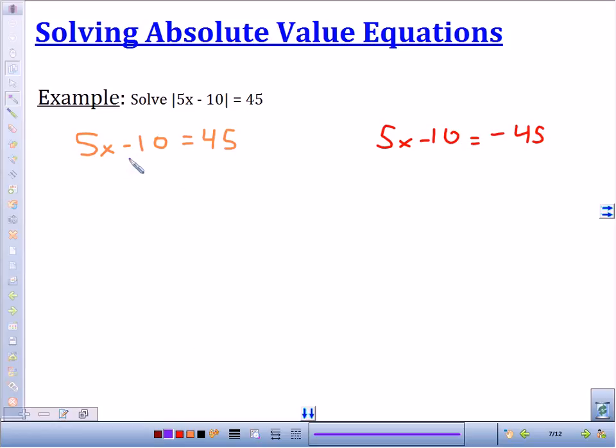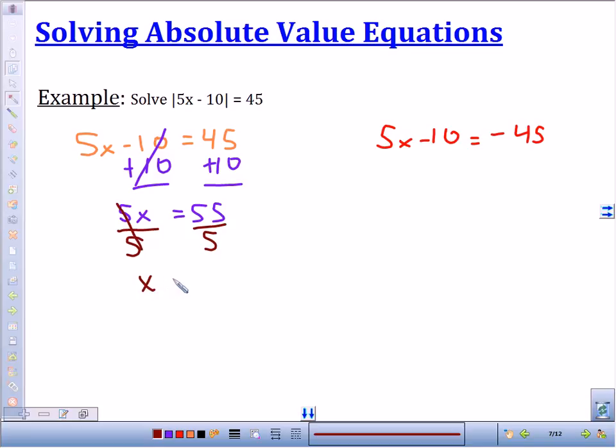Solving the first equation, I start by adding 10. Since this is a two-step equation, I will always add or subtract first, and I get 5x equals 55. After that, since I'm multiplying x by 5, I divide both sides by 5, and I get x equals 11. That's one of my answers.